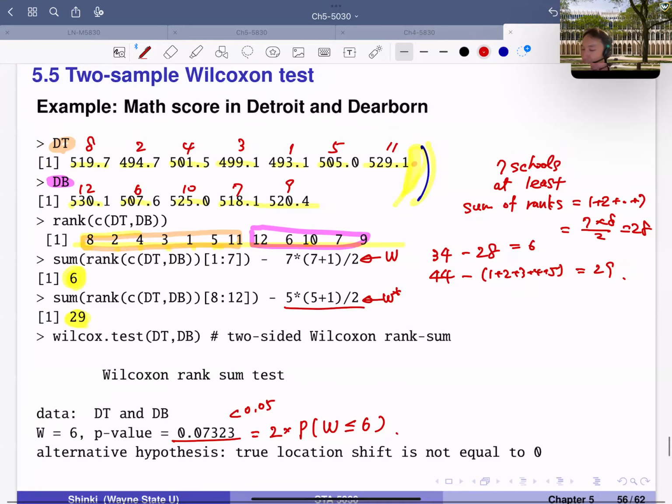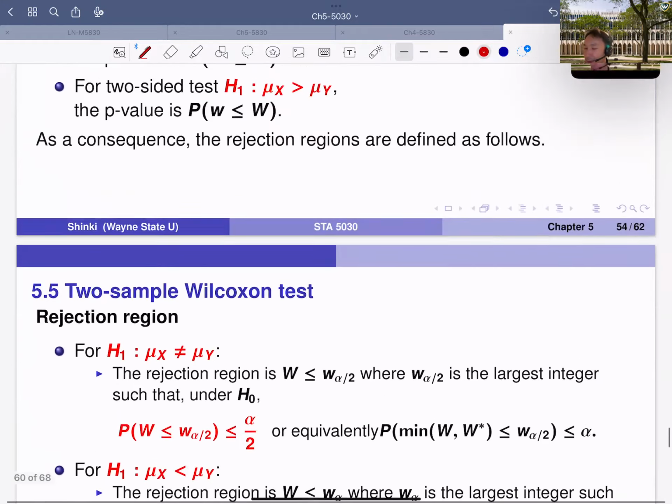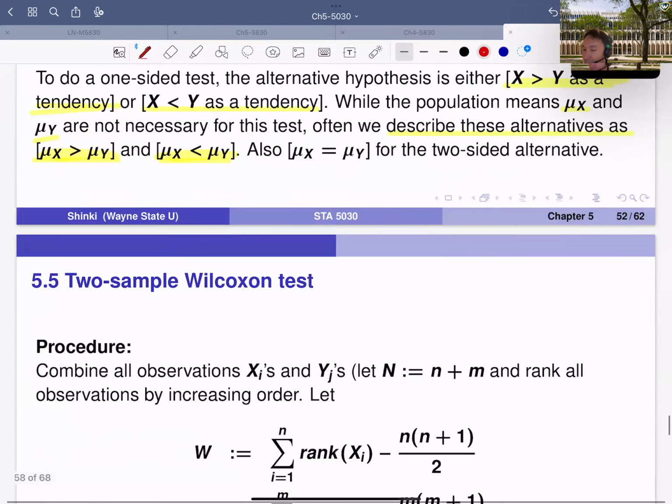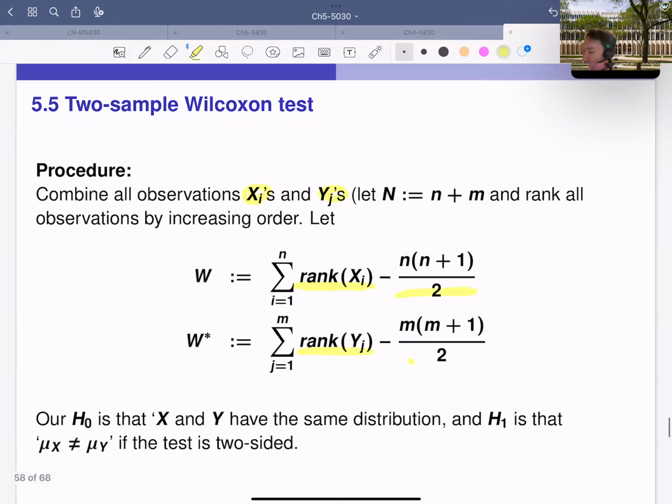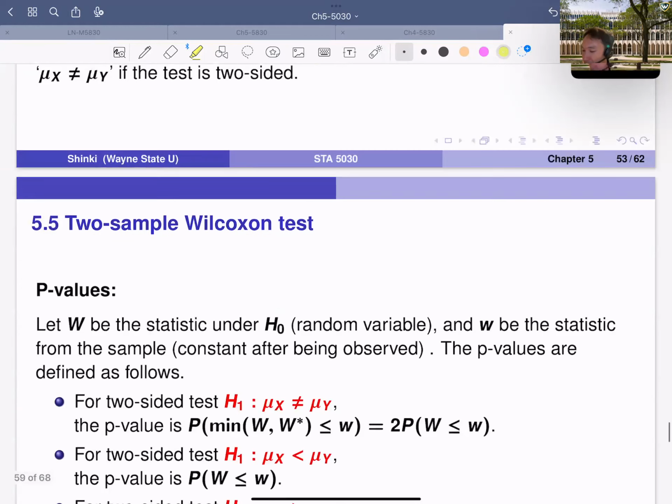So that is our Wilcoxon rank sum test. And the theory behind it is here. So we have observed Xi's and Yj's, then we calculate the total rank of observations in X and observations in Y. And we subtract the minimum possible rank sum for each group. Then that number, W and W asterisk, are a good test statistic. And based on these, we test the hypothesis.